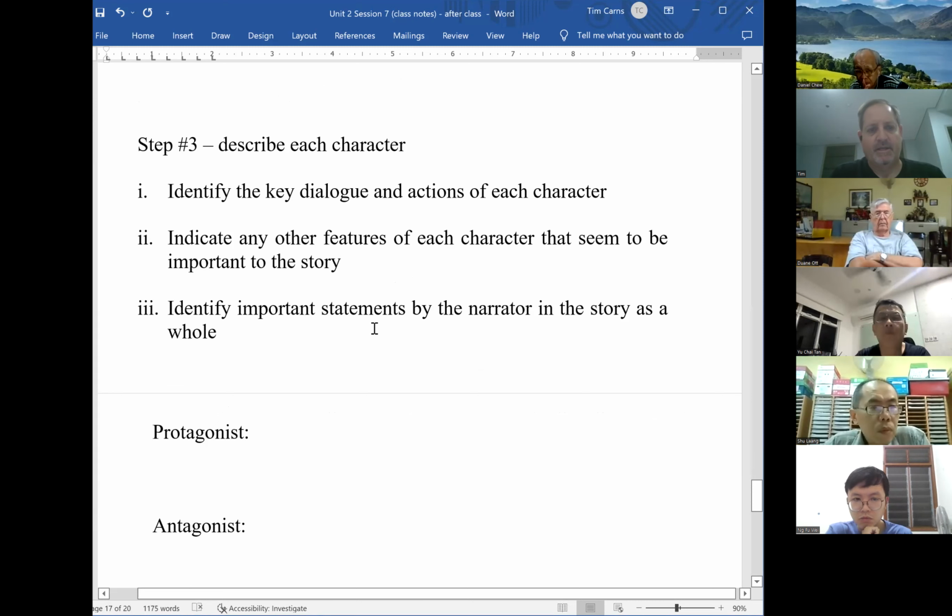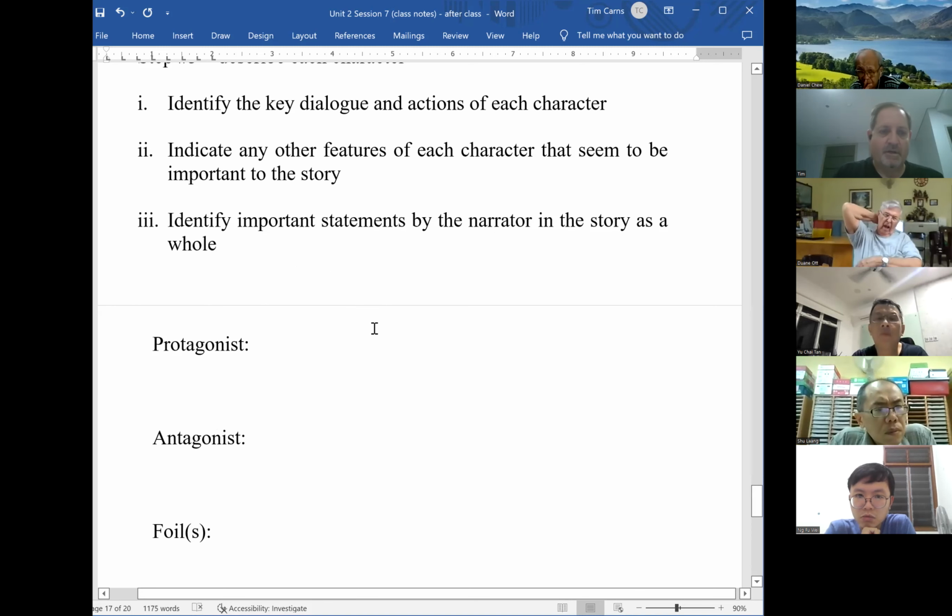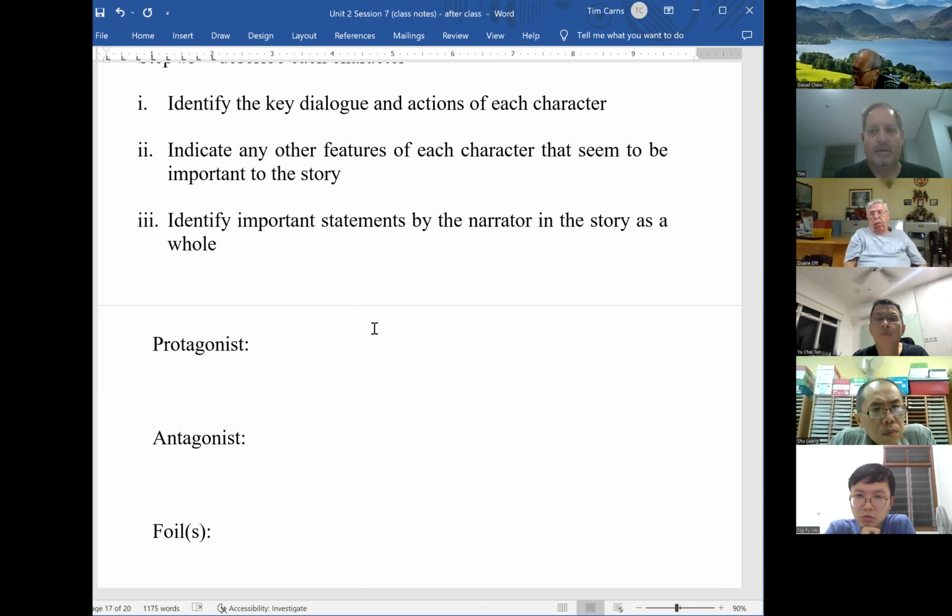Describe each character. Essentially, what we're looking at is what are some of the key statements or actions of the character, and then we're looking at the story as a whole. Before, we broke it up into the scenes, the smaller pieces. Now we want to step back and say, okay, I'm familiar with the story. I've gone through the scenes. Now I want to step back and look at it in a broader sense.